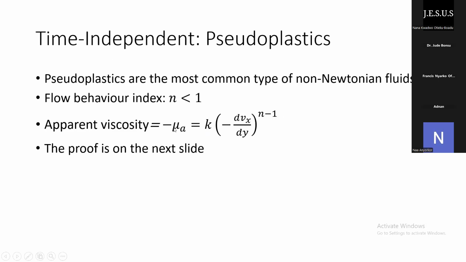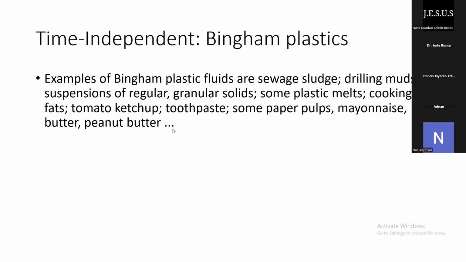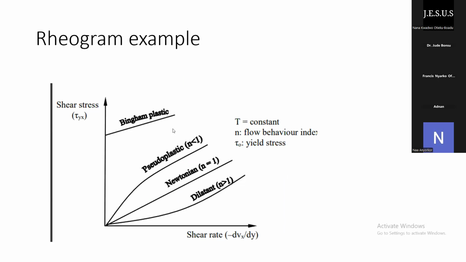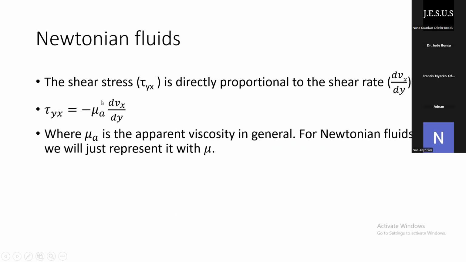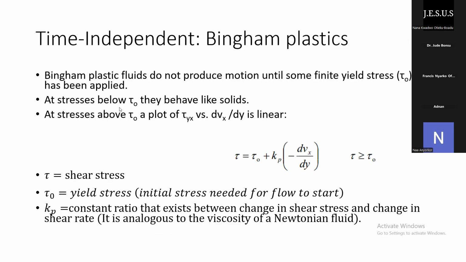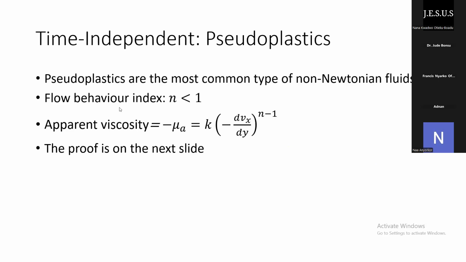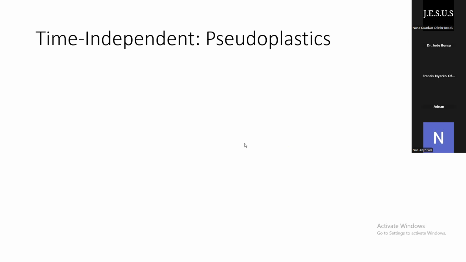Our apparent viscosity here, when you look at Newton's law of viscosity, we said that our tau is equal to the apparent viscosity times our shear rate. So with the pseudoplastic, because they obey the power law, our apparent viscosity for the pseudoplastics is given by this relation, and you can have the proof on the next slide.